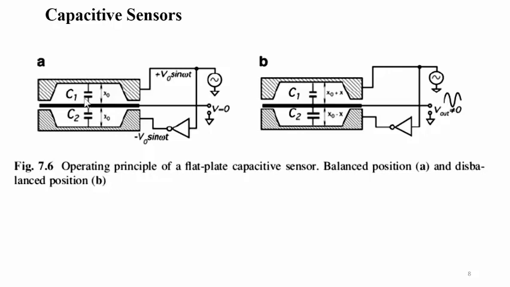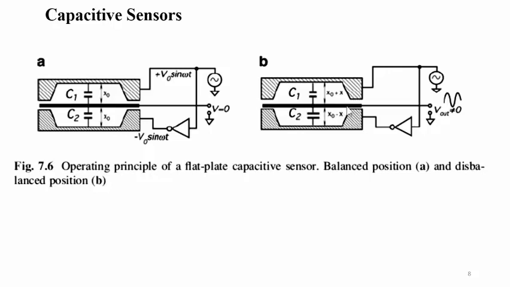So in these two figures we can see two different cases of the operating principle of the flat plate capacitive sensor. The first figure shows the balance condition. C1 and C2 are both the same, where X0 and X0 show the same distance of the dielectric plate available in between the two plates. In this case we are not getting any kind of output from this mechanism. Here V sin omega t and minus V sin omega t are balanced, so we are getting zero output voltage.